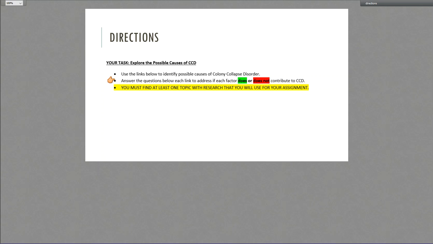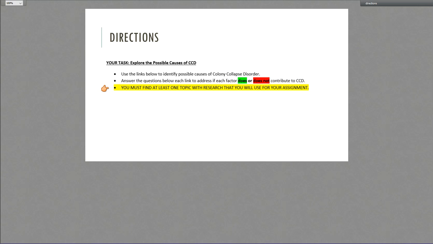So what you need to do is answer the questions with each link or evidence from each link, whether it does or does not contribute to CCD. So notice if it does, that's where you're going to put your information, under the yes section of each topic, and if it does not, you put it under the no section. So we highlighted it green and red to make it a little easier on you, okay?